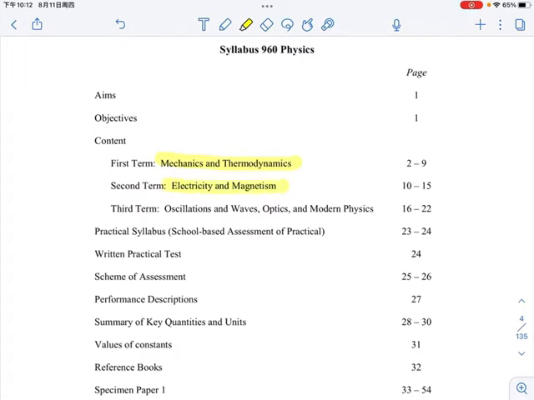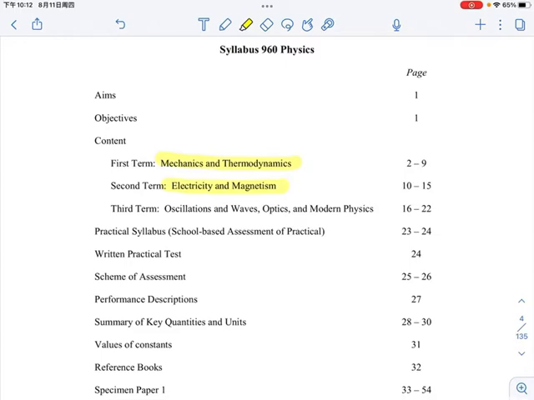Magnetism, I think, is kind of difficult for most students, because in Form 4 and Form 5 you have to use the right hand grip rule, Fleming's left hand, Fleming's right hand. That kind of knowledge you have to remember until your STPM, until your university also.